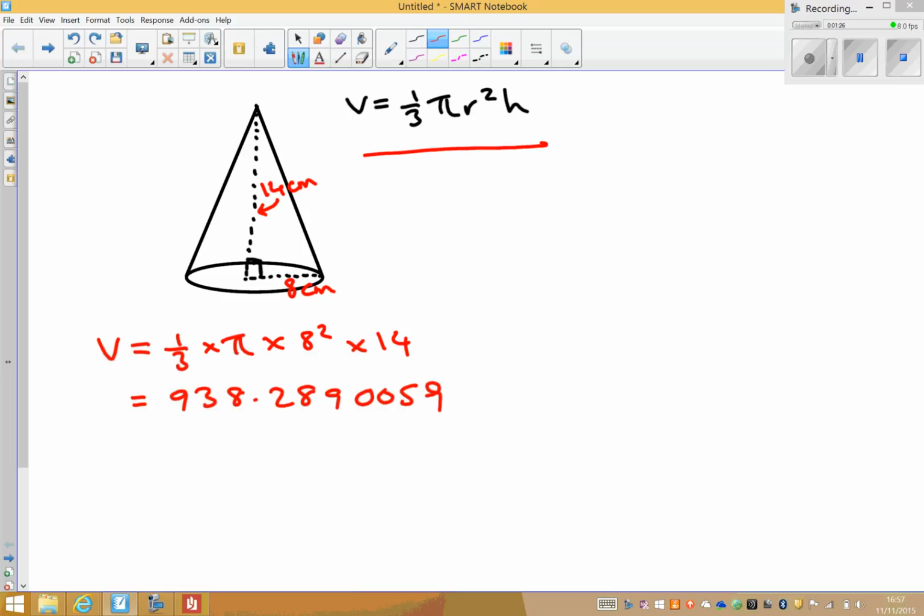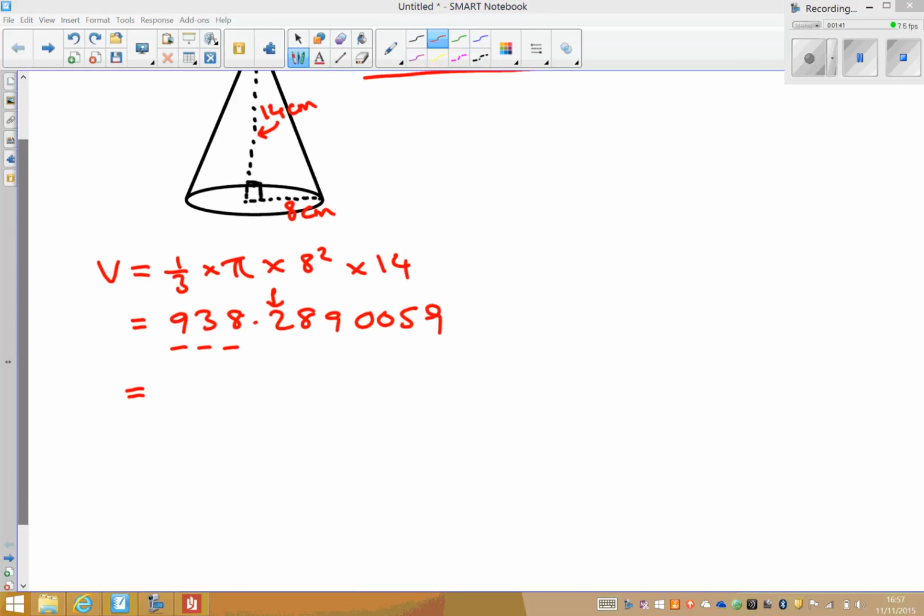So in that case, there's my first, second, third significant figure. So I'll use this number here to decide whether the 8 remains an 8 or goes up to a 9. Now because the 2 is below a 5, the 8 will remain as it is. So I get an answer of 938, and then the unit, because it's a volume, is in cubic units. So in this case, it's centimetres cubed.